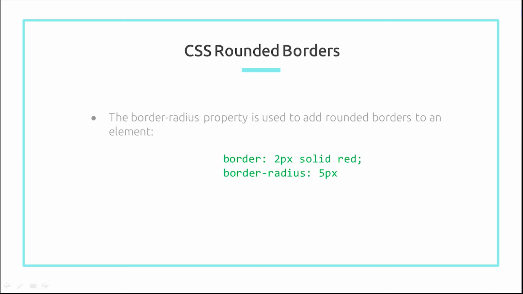CSS rounded borders. The border radius property is used to add rounded borders to an element.